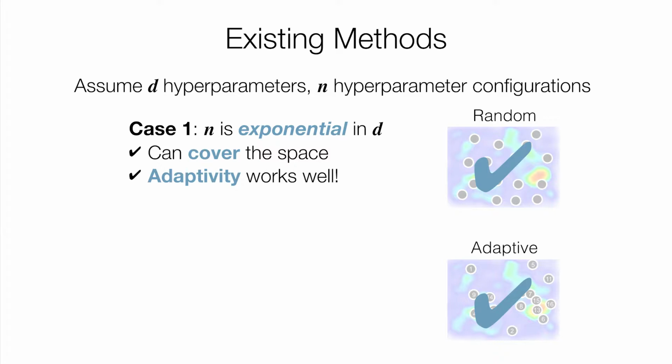If we're in that case, it seems reasonable that we can sample enough such that at least one of our points is going to be close to an optimal point. We can cover the space. If we can cover the space, in other words, if we can get a coarse sense of how the space looks, it also makes sense to be adaptive and to use information that we've seen in the past to learn subsequent points to select.